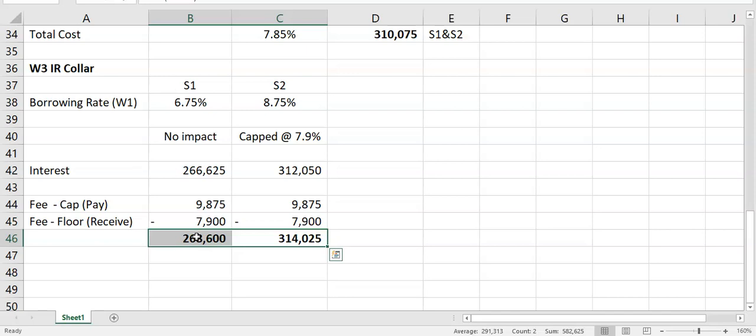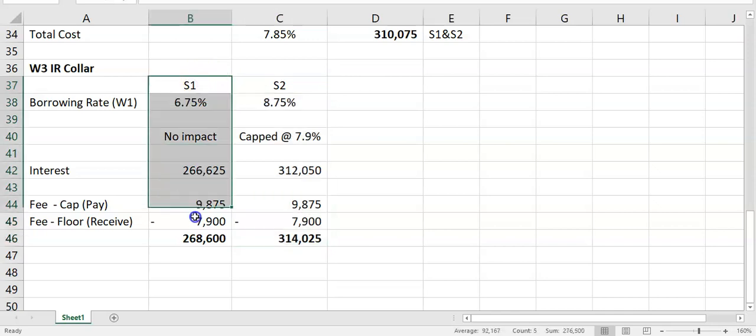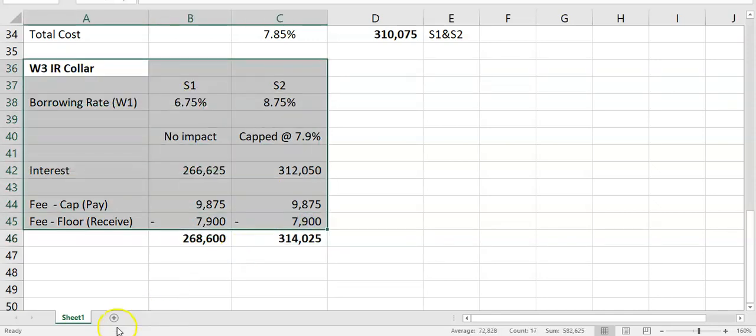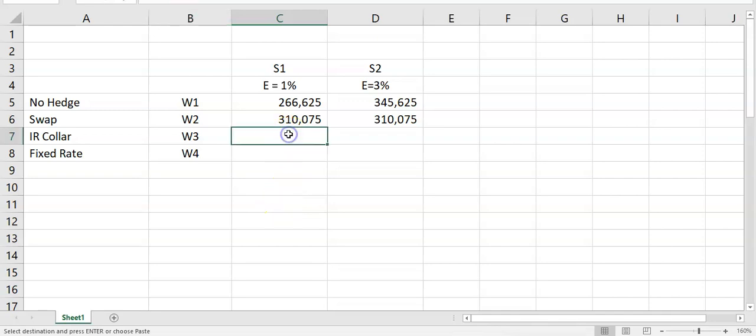What is examinable is the cap on its own or the floor on its own. So if you're a borrower, you might get a cap on its own. If you're a depositor, you might get a floor on its own. The collar really now is only examinable in narrative format for SFMA. So we'll slot those two in, 268 and 314.